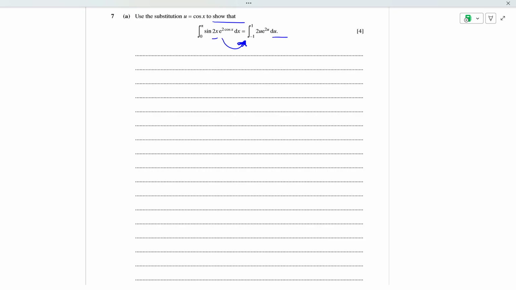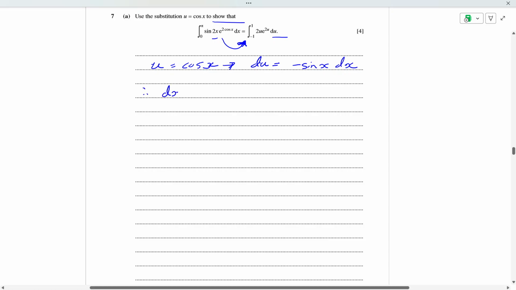So you want to find what factor by what factor, and to find that factor you want to differentiate. If u is equal to cos x, then when you differentiate that, you have du is equal to negative sine x dx. Thus dx in this case is negative 1 over sine x du. All right. And then the second thing, limits.